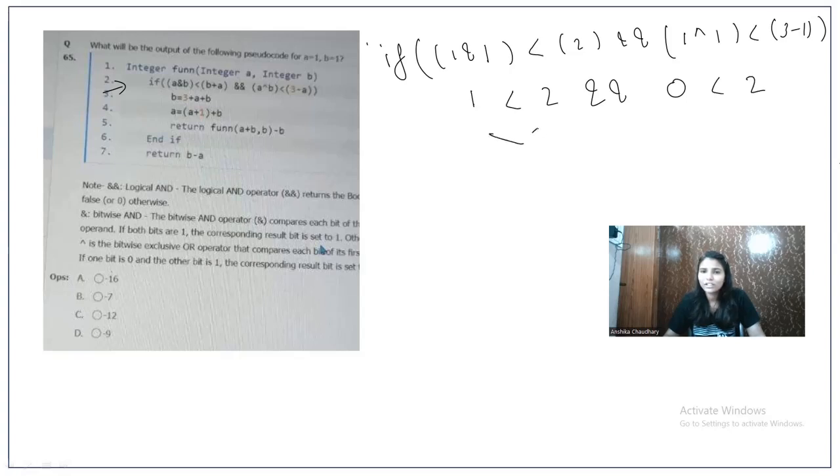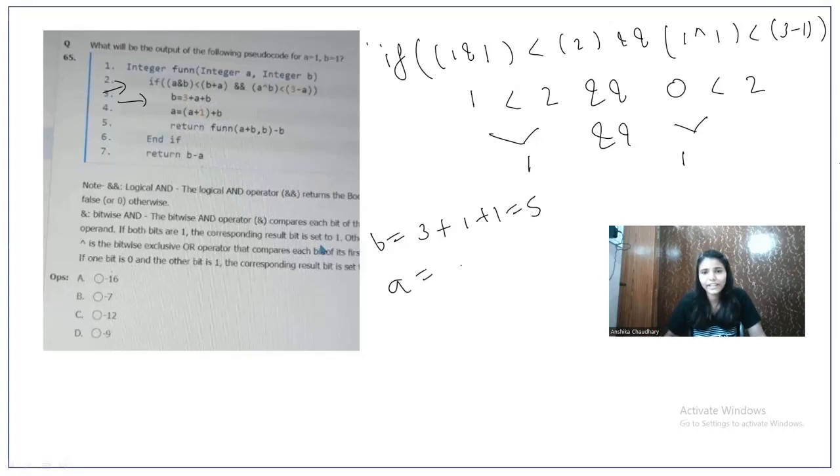So the condition is true, 1. And this will also return 1. So the whole condition will become true. We will come into the if part. So what we are doing? We are changing the value of B. B is 3 plus A plus B. And both the values A and B are 1 and 1. So it will become 5.